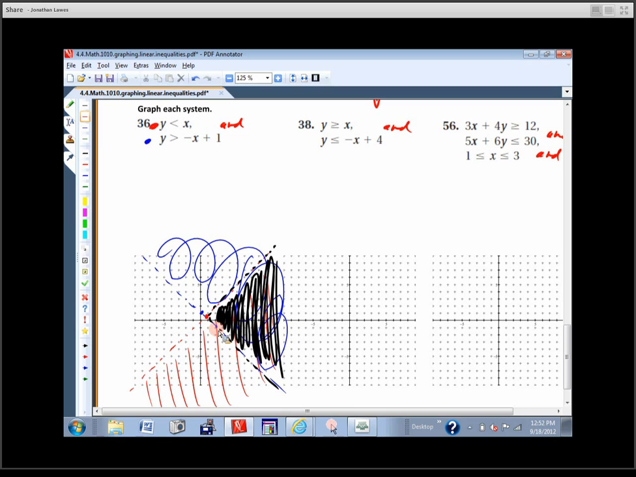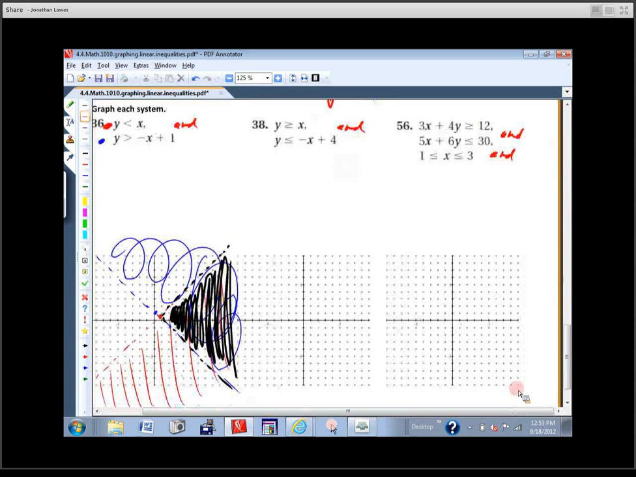So let's take a look at the next one. Again, this is already written in slope-intercept form. What would the difference be between this type of system of equations and this type of system? The lines are going to be solid. Now, do I need to do this one? Is everybody okay? Just pop your hand up if you want to see that real quick. Okay, then let's move on and let's do the last one.